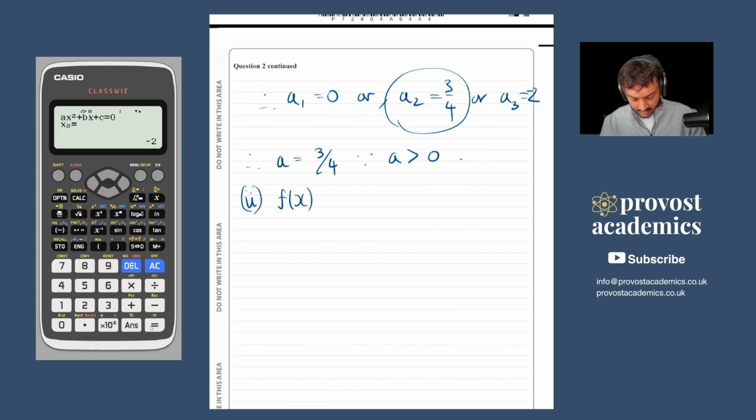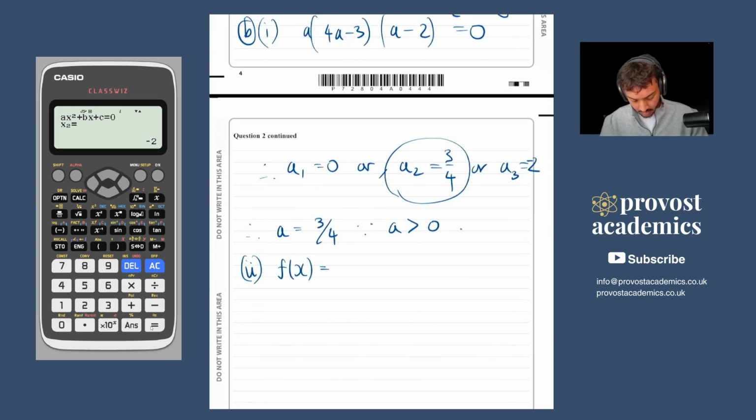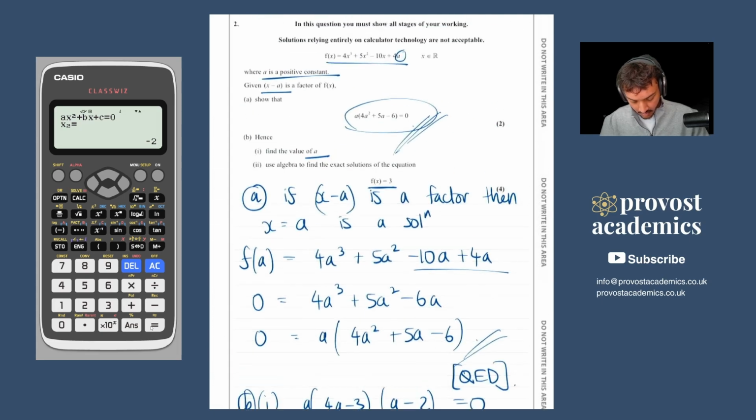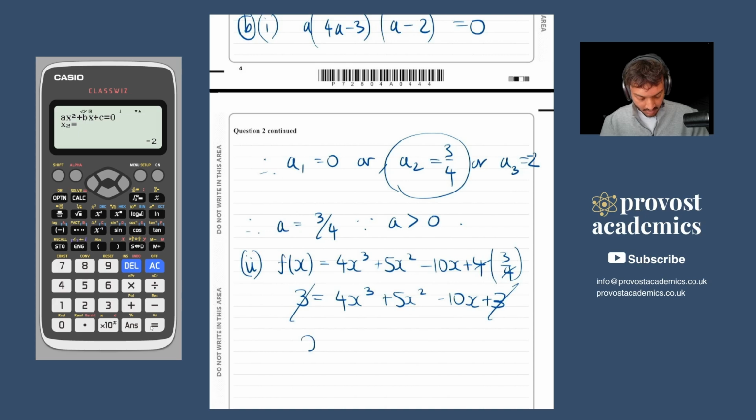Our f of x is now equal to, come down here, 4x cubed plus 5x squared minus 10x plus 4 over 3 over 4. So that simplifies to give me plus 5x squared minus 10x. So the 4 cancels out to give me plus 3, and this is equal to 3. I can cancel the 3's out. I get 0 equals 4x cubed plus 5x squared minus 10x.